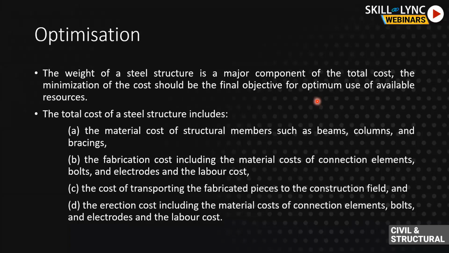You may be doing it at a factory or any other fabrication units and bringing it to the site. So the transportation cost is also a factor. Then you have the erection cost, including the material cost of connection elements, bolt, electrodes, and the labor cost. So for the erection, you may need cranes for the erection and special laborer for erections. So that will all add to the total cost of a steel structure.